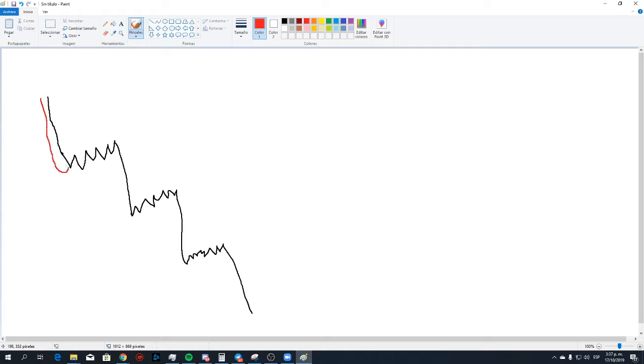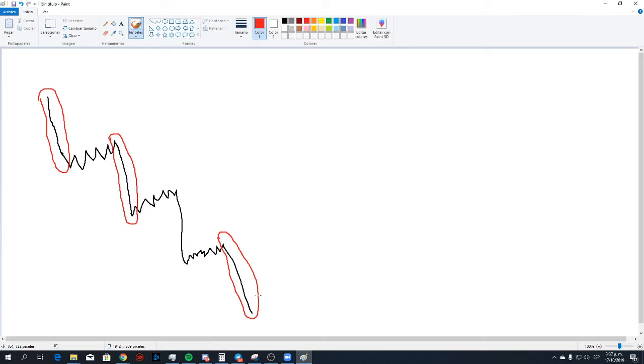This is our first impulse right here. This will be our second impulse. This will be our third impulse. And every move, no matter the time frame, if you find a trend, no matter the time frame, is formed by 3 to 5 impulses. After the third, fourth or fifth impulse, price will make a trend change.